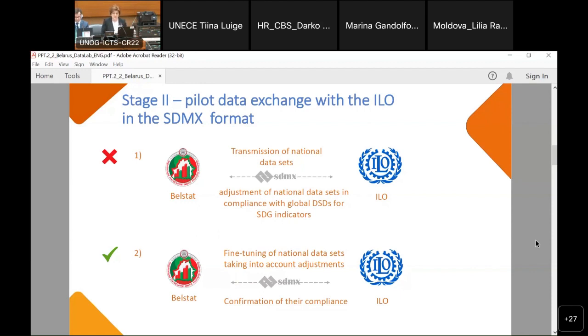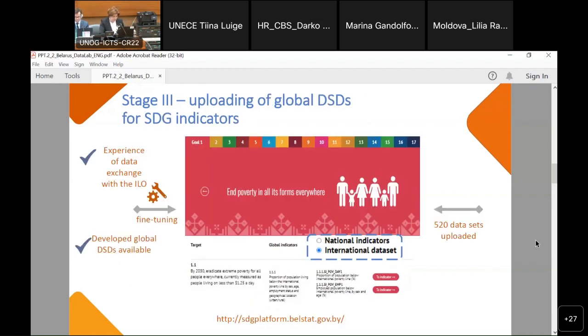So the platform today has more than 520 DSD structures, because each of the structures has a level of disaggregation, but the introduction of the standards has made it possible for our national statistics office, together with the statistics offices of 62 other countries, to upload data to a global level.